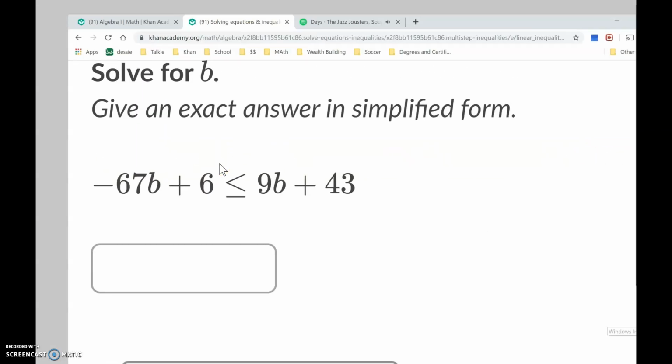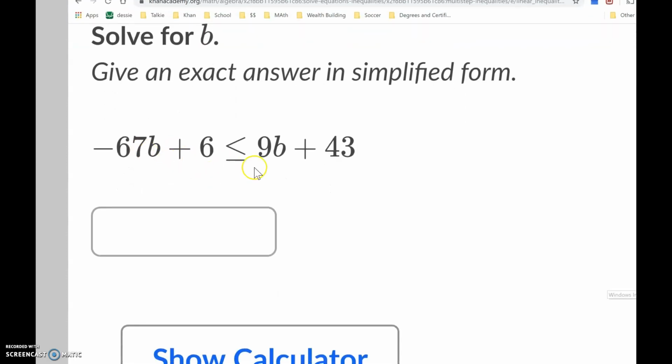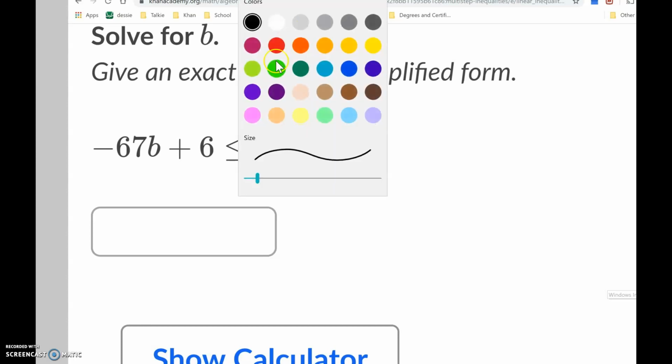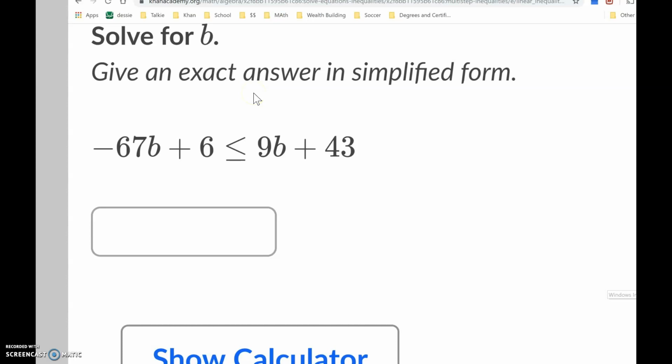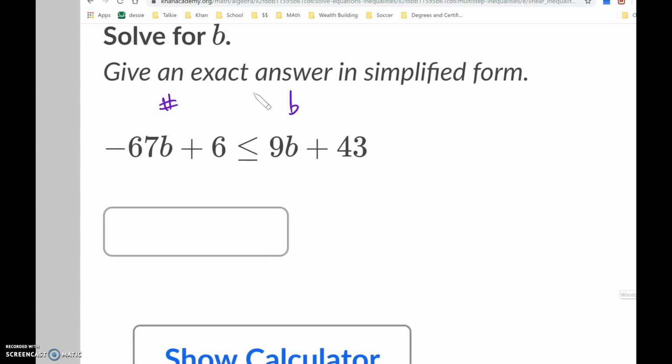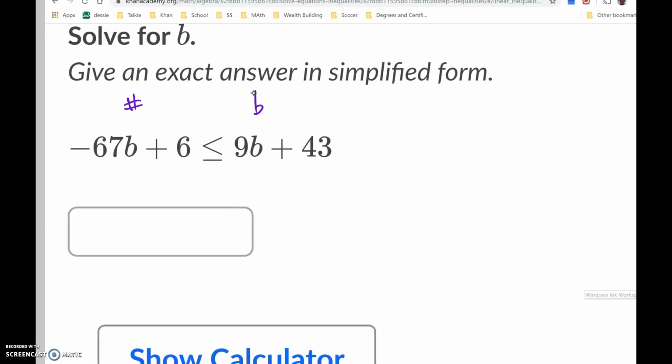All right. So the first step here is we're trying to isolate the b. So we want a b side and we want a number side. Let's go blue. Let's make this the b side. It's arbitrary. You really get to decide. We'll make this the number side. And the first step here is you want to always eliminate the variable that you're solving for on the number side. So here we have this variable negative 67b, and it's negative.